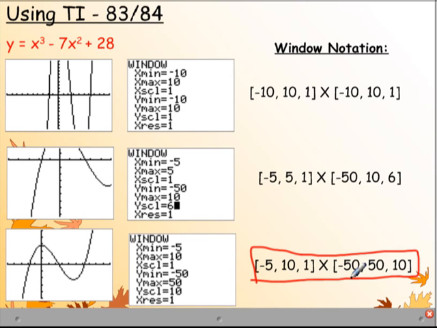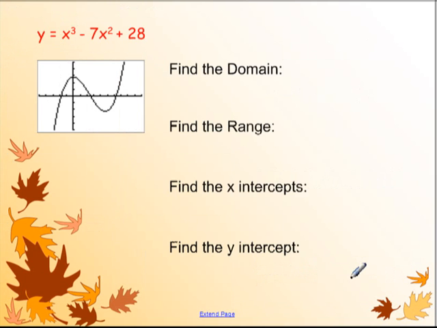Okay, now let's explore this function a little further. I'm going to stick with that same function, so you don't need to start a new one. From this, I want to determine some things. The domain. Well, remember, domain is the possible x values. Are there any restrictions on the x values? And the answer is no. You can put any x value into that function. The graph goes to the left forever, and it goes to the right forever. So that's going to be all real numbers, or negative infinity to infinity.